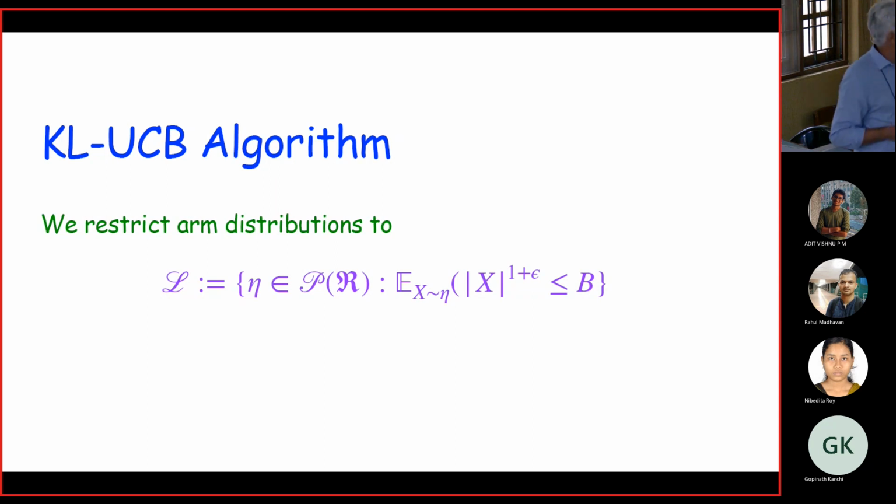And what we do is for all distributions whose 1 plus epsilon moment is bounded by some fixed constant b. And we'll argue that you need this assumption. We need to know something like this b. Otherwise, you're going to be in trouble.